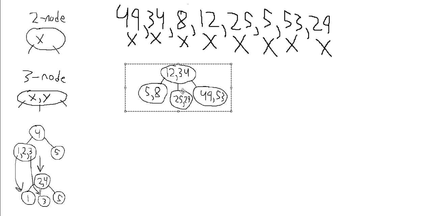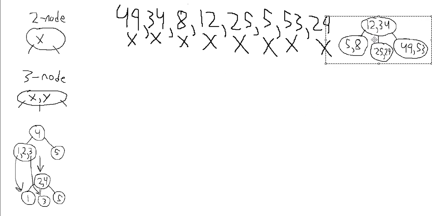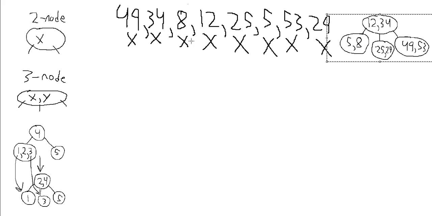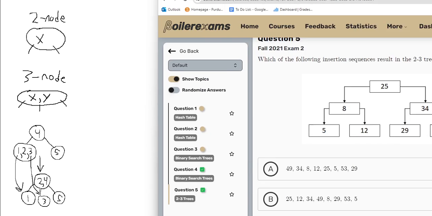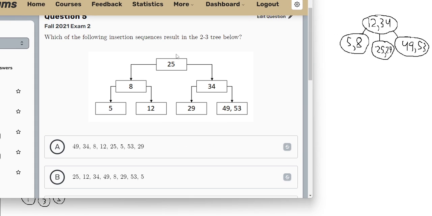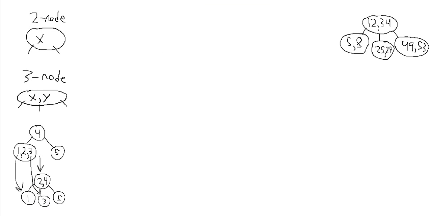from this order is not the one that it is asking for in the question. Let me pull up the question tree real quick so you guys can remind yourselves that it is not the one that we're looking for. We're looking for a 2-3 tree with 25 at the top, 8 and 34 on the next level, and then 5 and 12 alongside 29 and 49 paired with 53. So this is not the tree that we're looking for, so we're going to go on to the next answer. Write down A is not the correct answer.